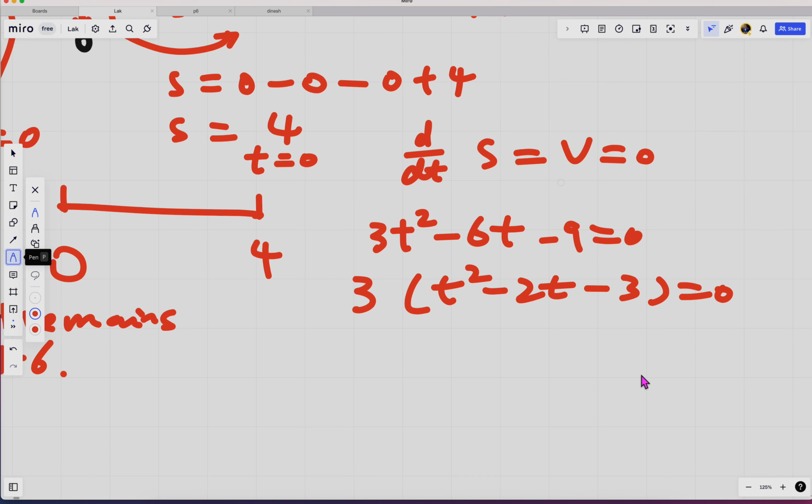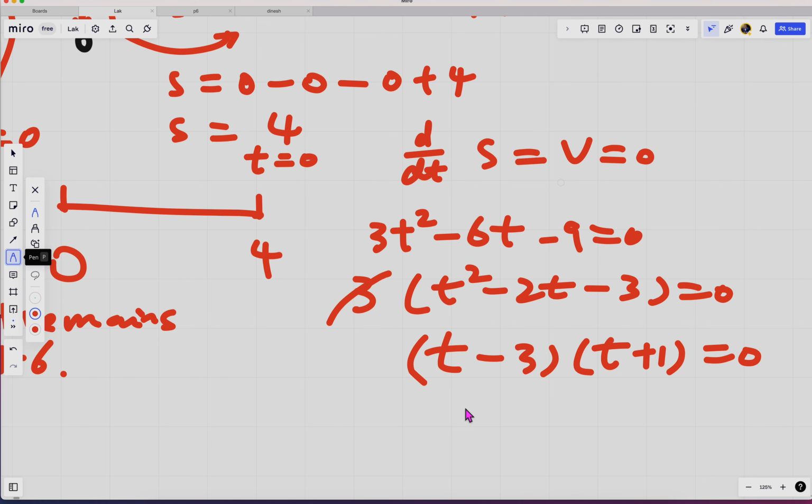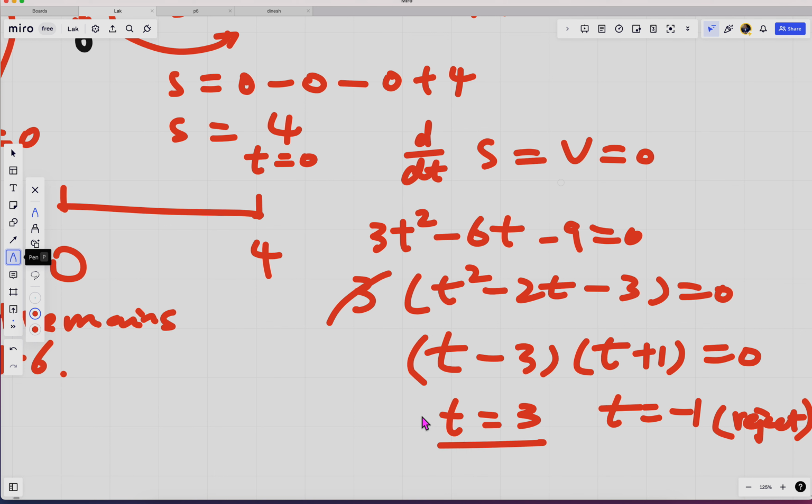Get rid of the 3, divide by 3. Then it's (t minus 3) and (t plus 1). Therefore t equals 3, or t equals negative 1. And time cannot be negative, so you reject. You must state the reason. So that means the time is 3 when it's at rest.